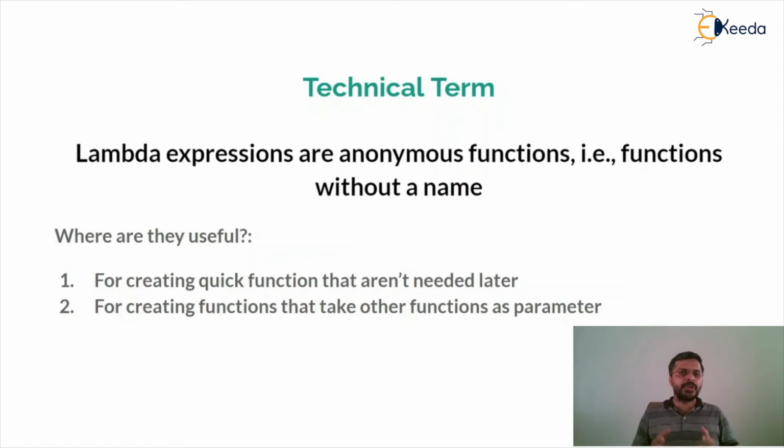But why would you need a function without a name? These are really handy when you are writing quick functions which are not needed later on, or when you are working with higher order functions. Higher order functions are functions where you pass a function as a parameter to some other function. We will study higher order functions in the advanced concepts. Here we are going to see how to create lambda expressions. So now let's see the example.